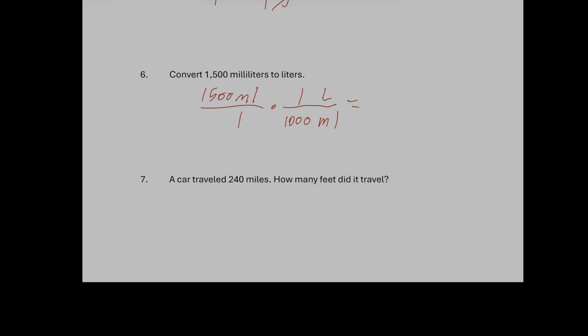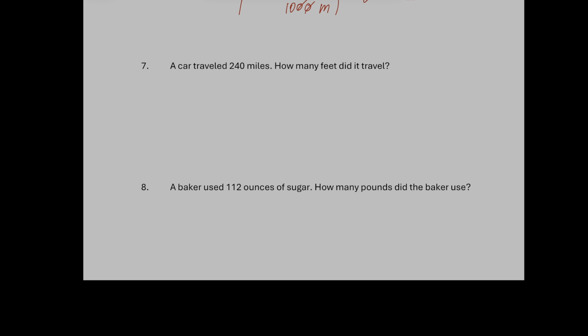So when it's all said and done, you go ahead and do your division. If you know how to use decimals, you will know that 1,500 divided by 1,000 is just going to be 1.5 liters. You can also cancel the zeros and you'll get 15 over 10, and that'll give you your 1.5 if you keep working. All right, let's go on to number 7.